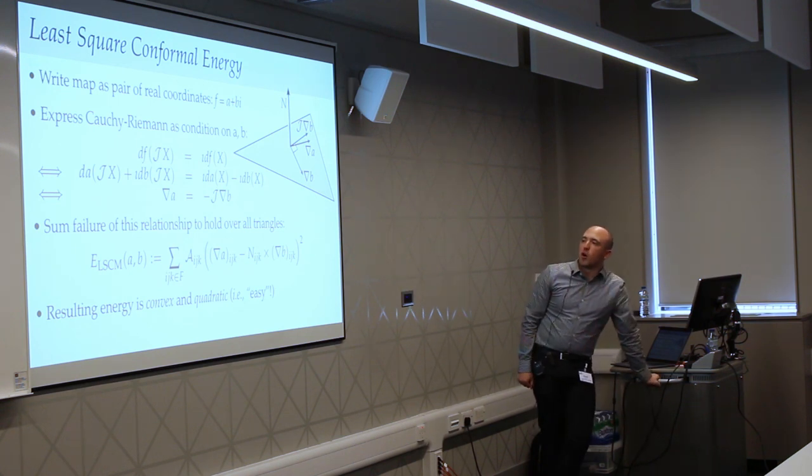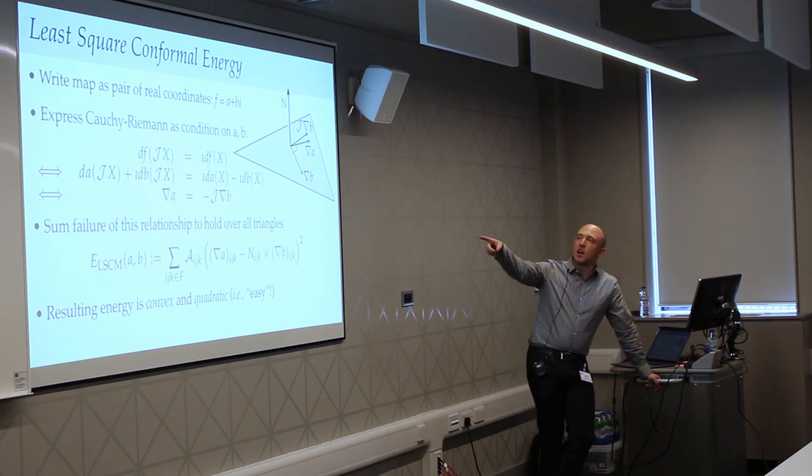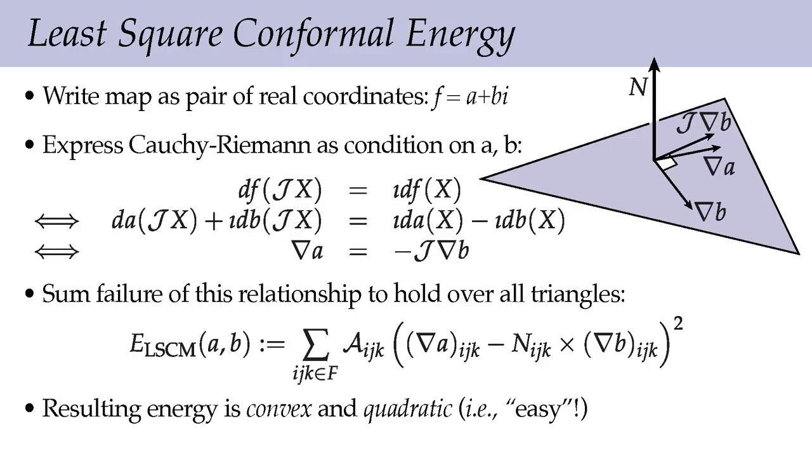And then I just tease this apart. I substitute f for a plus bi. And I realize, yet another way of characterizing conformal maps is that the gradient of the first function should be the same as the gradient of the second function up to a 90-degree rotation and a sign flip. Okay, great. Why did I want to write that down? Well, that's something that I can easily compute for a triangle mesh. I have this triangle, it's getting mapped forward, I know the coordinates at the three vertices. Yeah, I feel like I can probably figure out what's the gradient of that mapping.